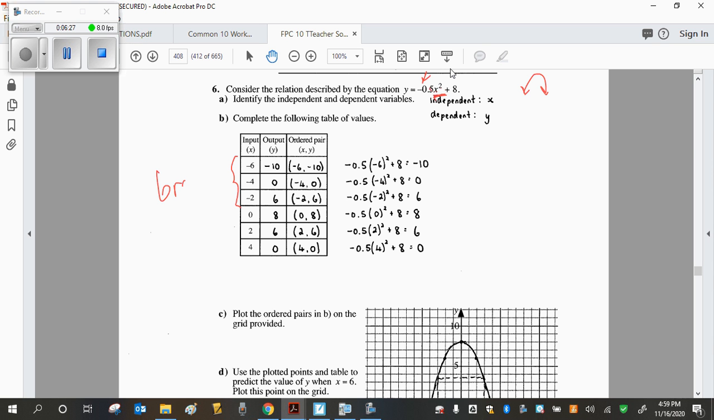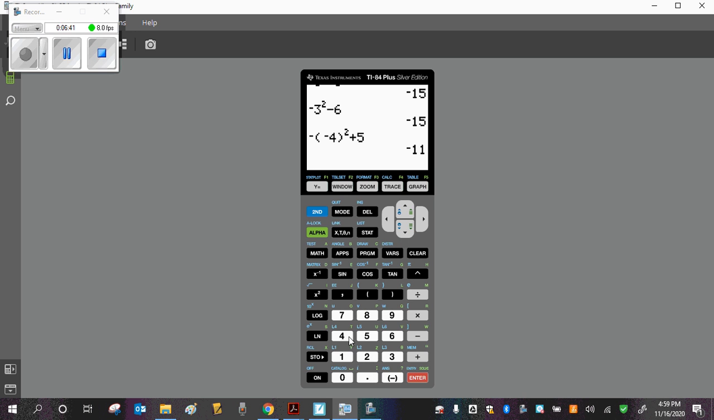Well, how do you do these ones? Every single time, you put the negative signs in brackets, and then punch this all in your calculator to get negative 10. Sorry, I can't see it. So negative decimal 5, bracket.